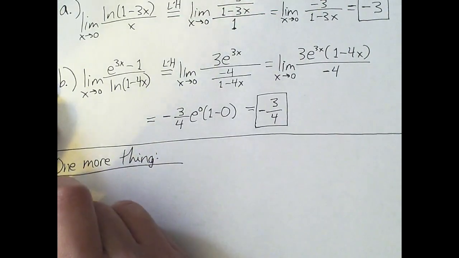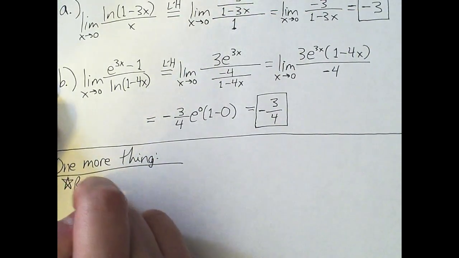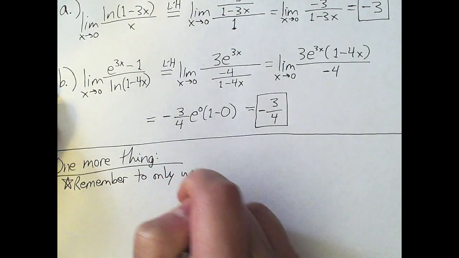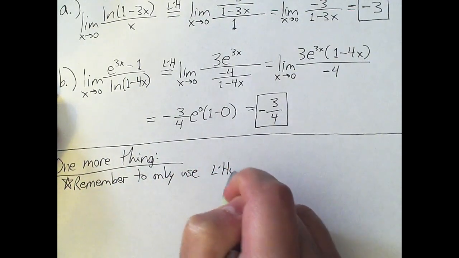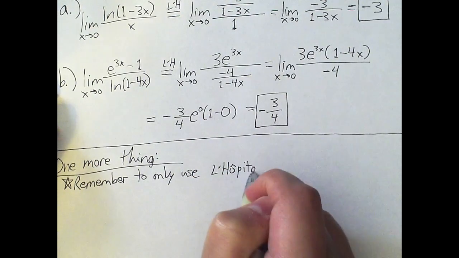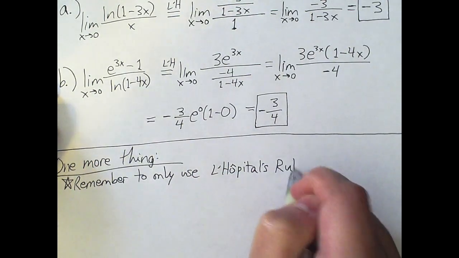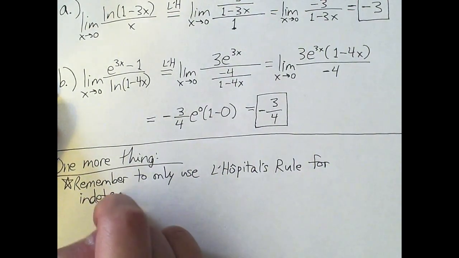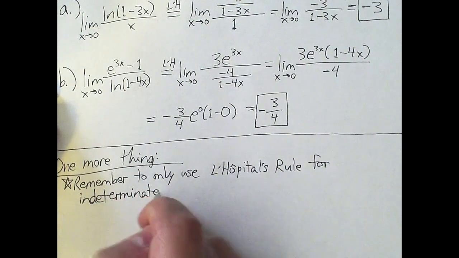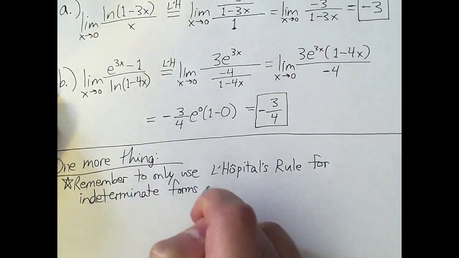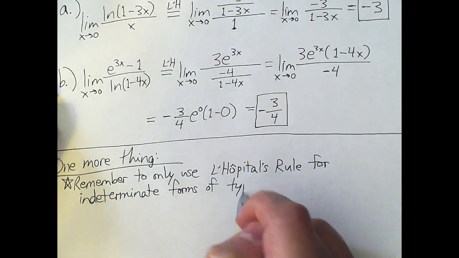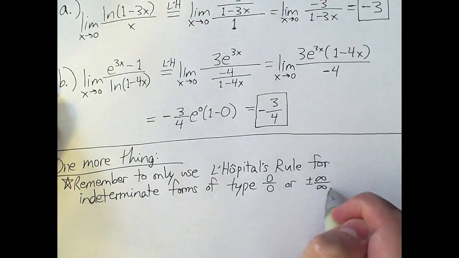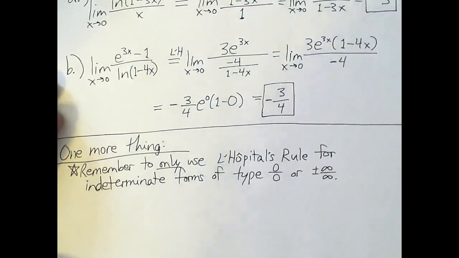I want to remind you, remember to only use L'Hopital's rule for indeterminate forms of the type 0 over 0 or plus or minus infinity over infinity. I'm going to underline the word only.